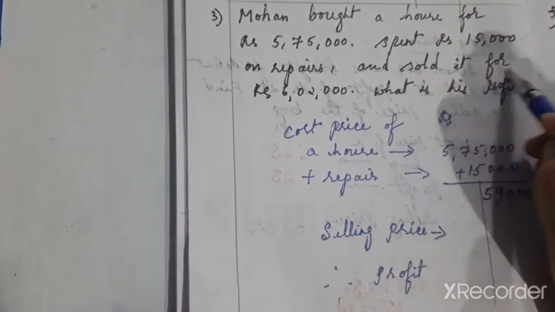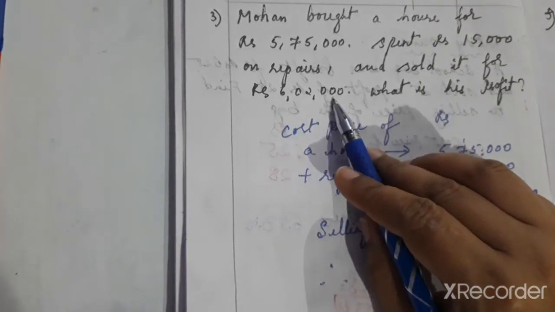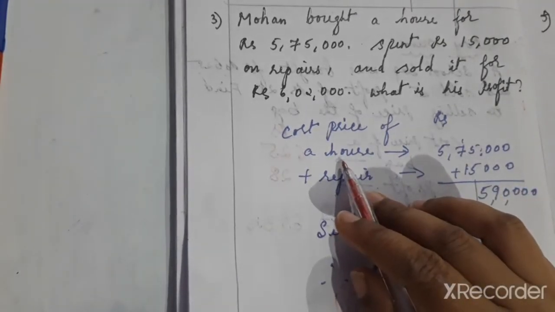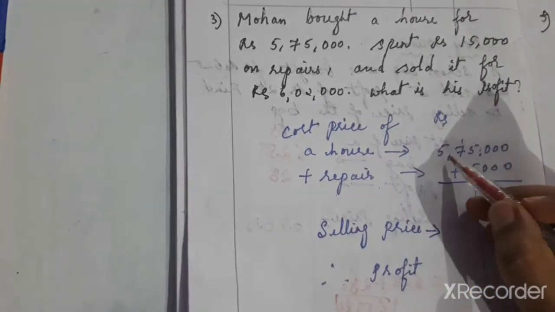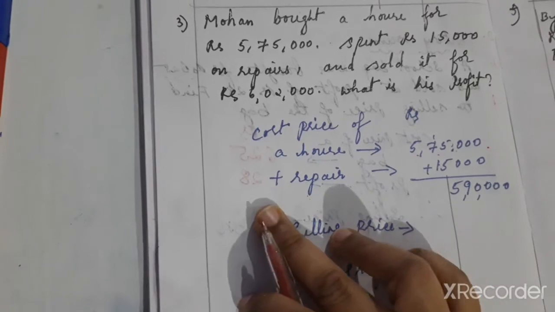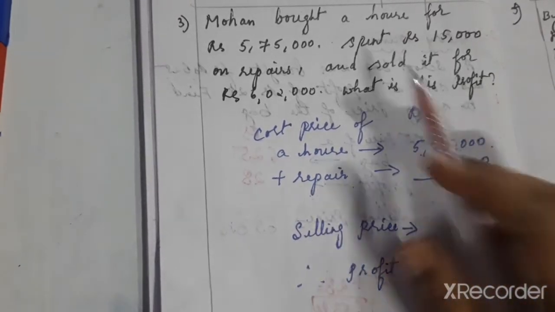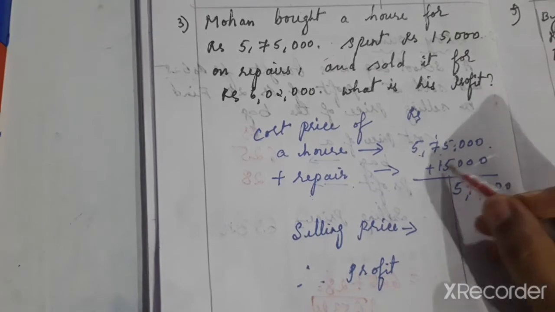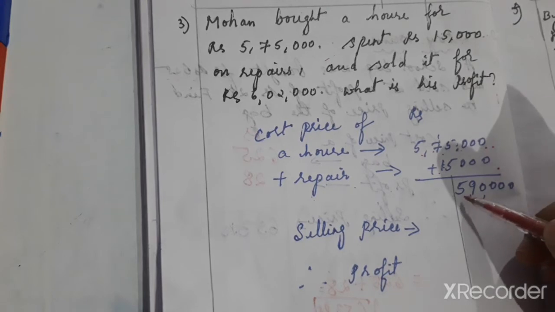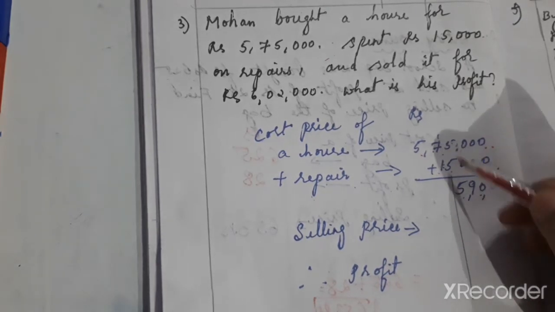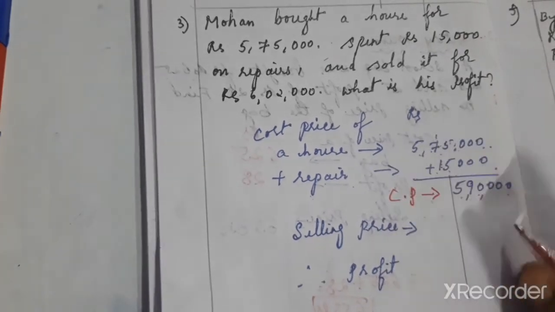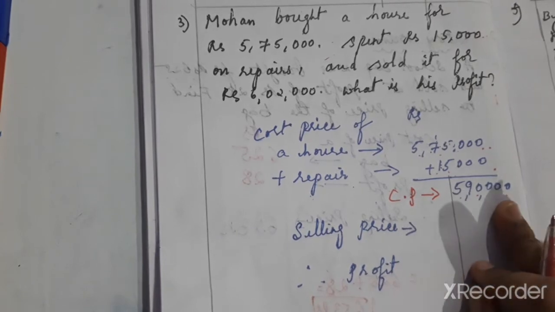And sold it for rupees 6,02,000. What is it? It is profit. So the cost price or purchase amount of the house is 5,75,000. Then add repair. He spent 15,000 for repair. So 5,75,000 plus 15,000 is 5,90,000. After adding these two, that is the new cost price, 5,90,000.